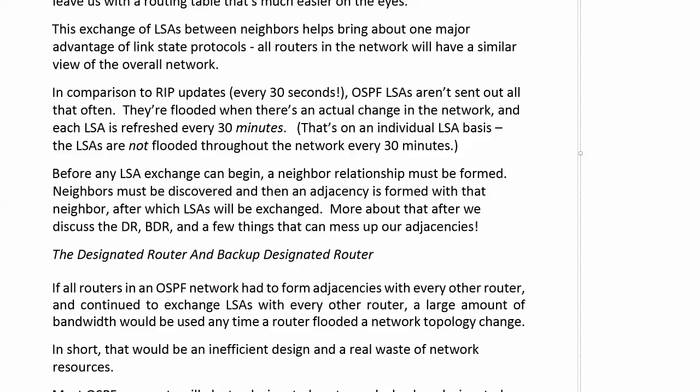Before any of this can happen, though, we've got to form a neighbor relationship with the downstream router, and that's an adjacency. Neighbors have to be discovered, and then you form an adjacency with that neighbor, after which the LSAs are exchanged. More about that after we discuss the designated router, the backup designated router, and a few things that can mess up our adjacencies as well.